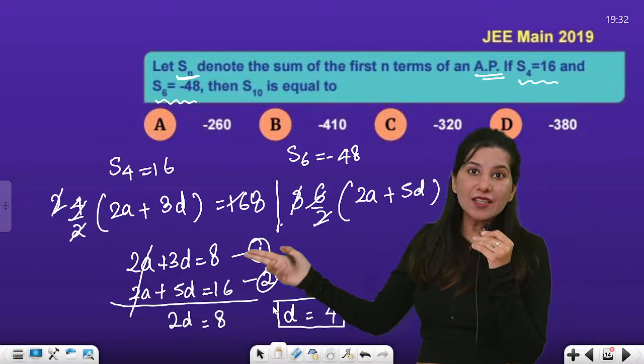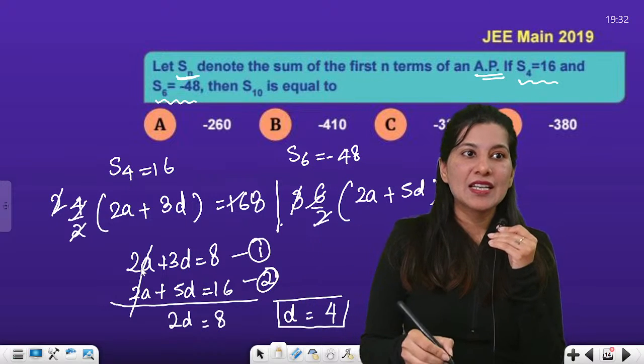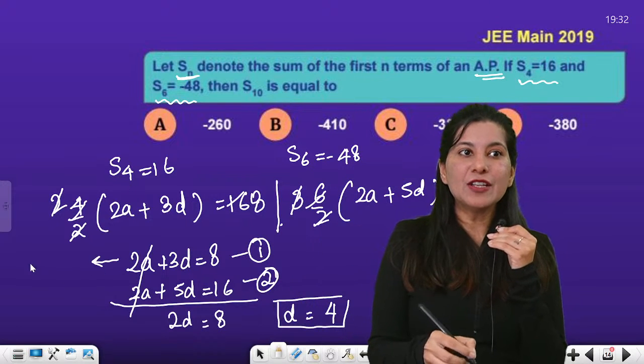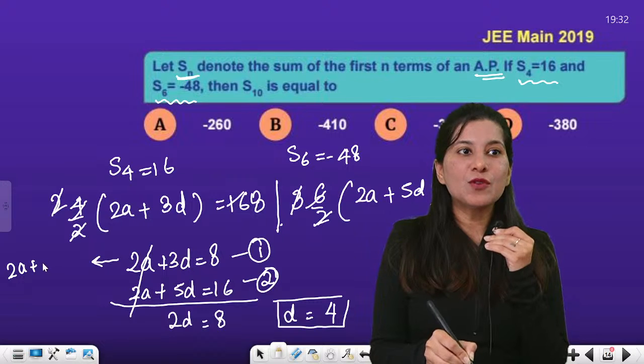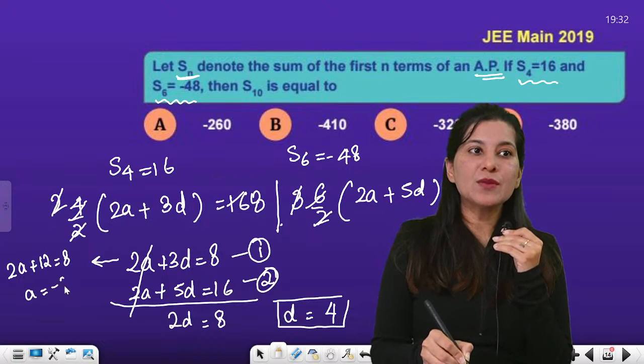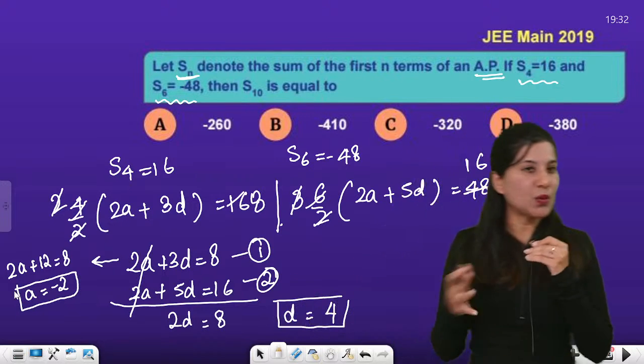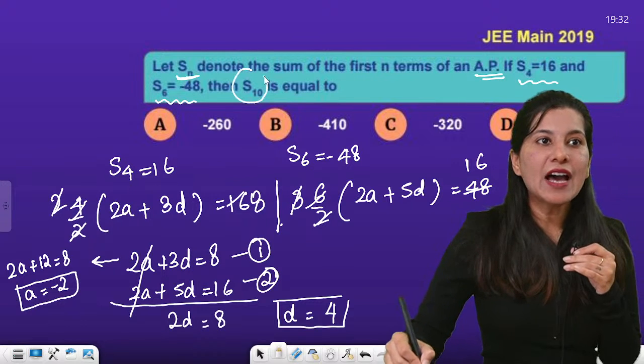Now the moment you get the value of d from here, just plug in anywhere you want to. In this equation, you want to plug in the value of d. So 2a plus 4 3s are 12 is equal to 8. So a will be what? Minus 4 by 2. So a will be minus 2. Now ask me whatever you want to. The question is done. S10 we have to calculate.